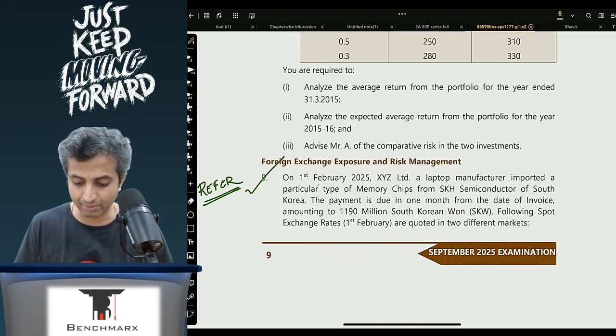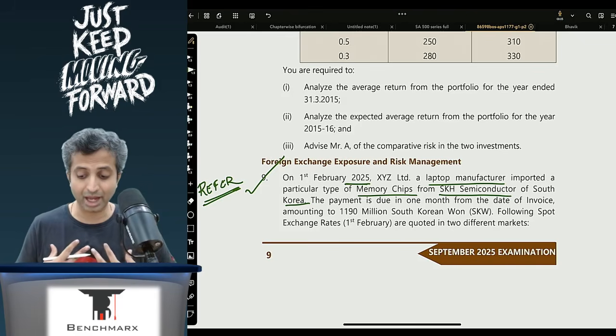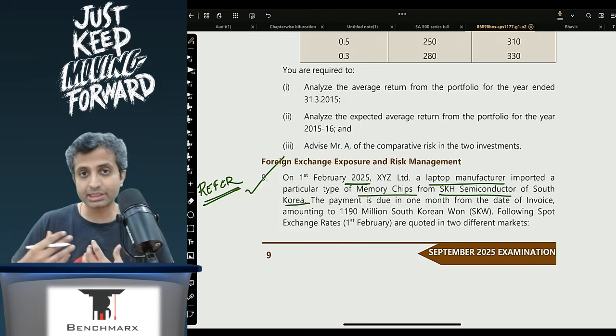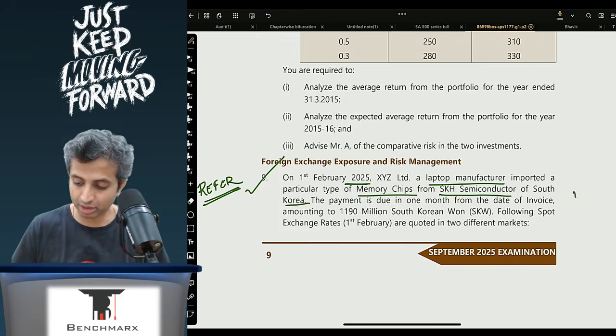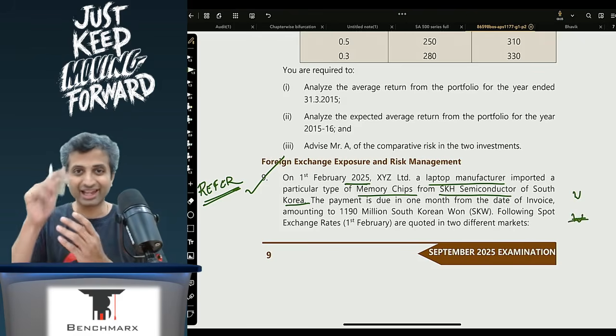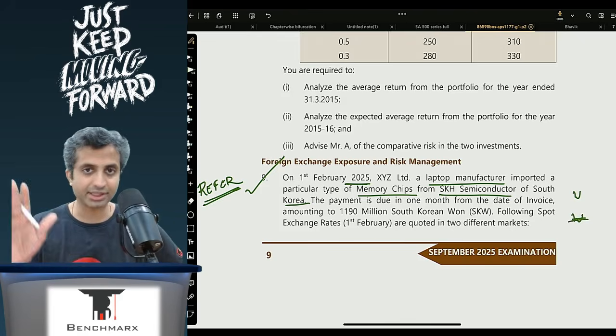On 1st of February 2025, XYZ, who is a laptop manufacturer, imported a particular type of memory chips from SKH Semiconductor of South Korea. So XYZ, who is an Indian company, is an importer. They need to probably pay the South Korean won. The won is written something like this. You write a W and double line, like a yen. You have the double line similar to that. Even if you don't write the symbol, that's fine.